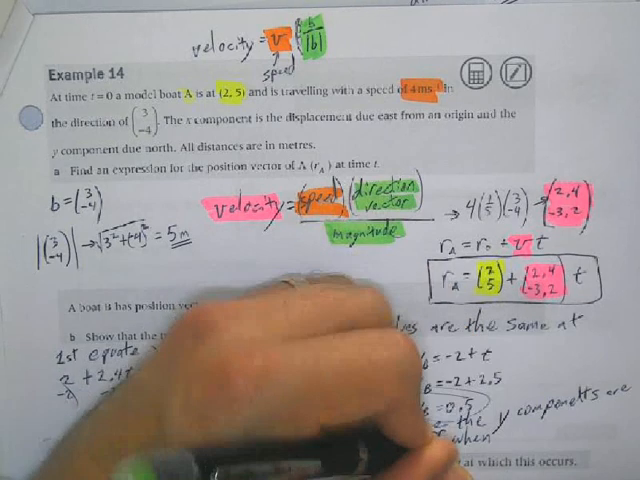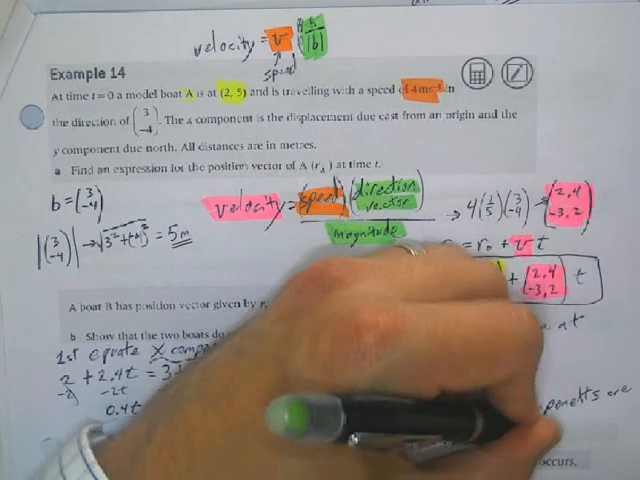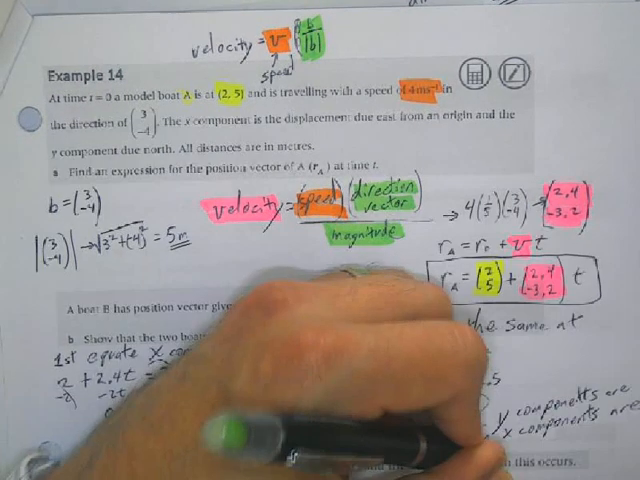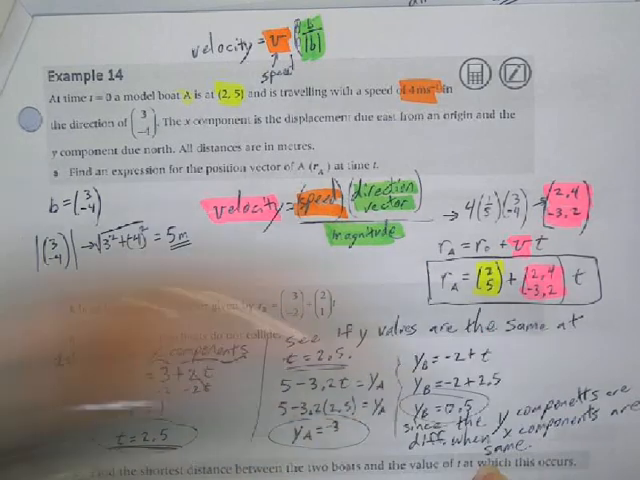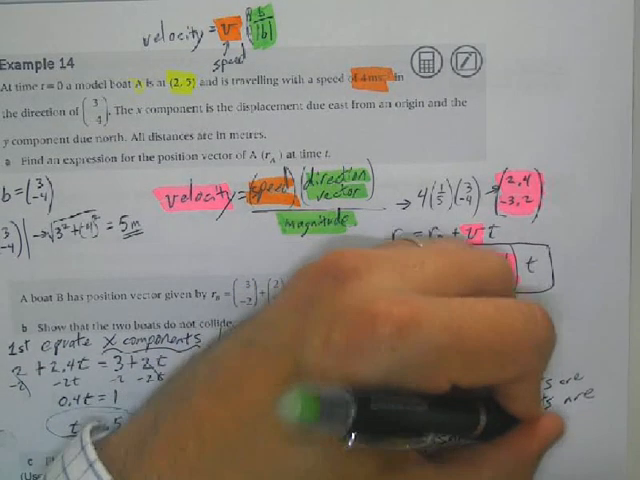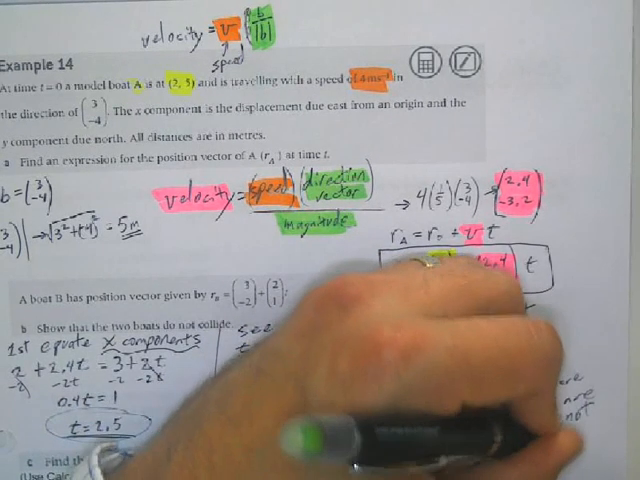So since these are not the same, since the y components are different when the x components are the same, they do not collide. Okay?